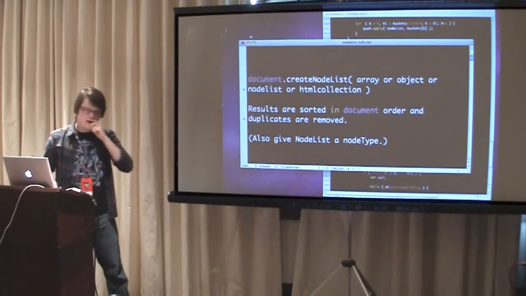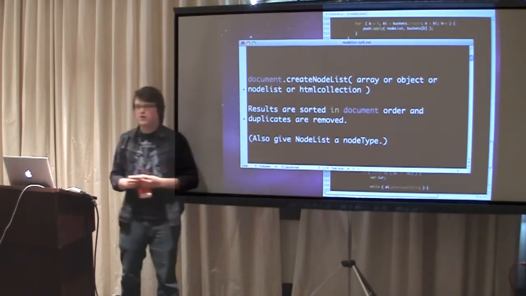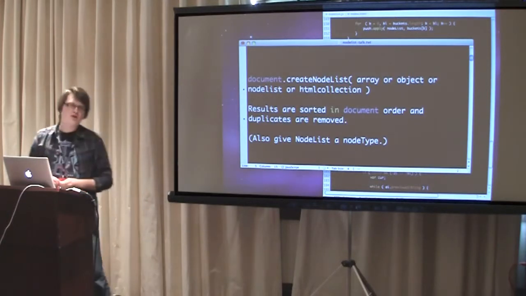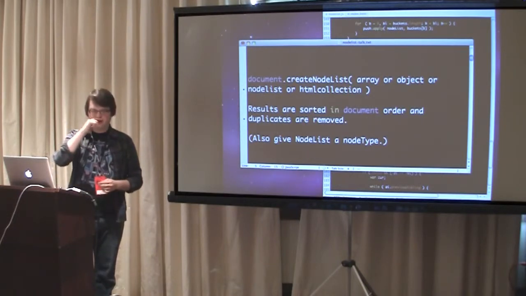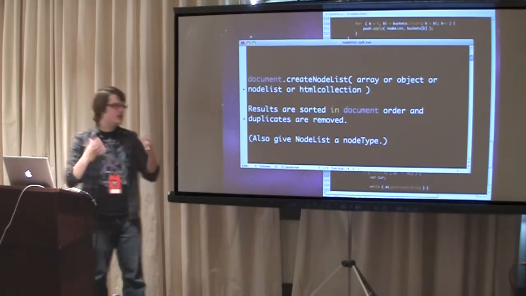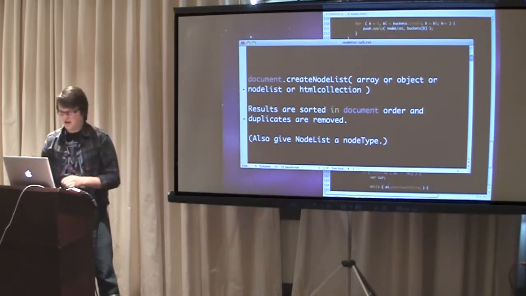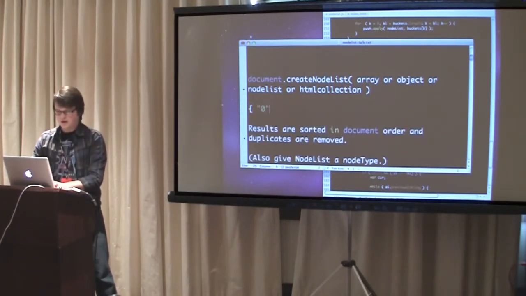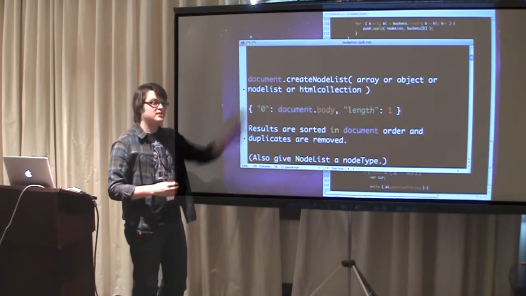To start, I'm introducing a new method called createNodeList. And createNodeList works sort of like createElement and other functions of that nature. You can pass in an array of nodes, or essentially any object that kind of looks like an array of nodes, and it would understand it and turn that into a NodeList as the output.